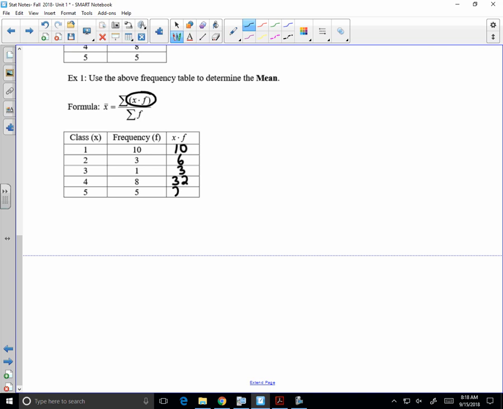32. 25. Remember this funky symbol here, sigma, capital sigma. Sum. It's telling us to add those values up. So 16, 19, 51, 76.